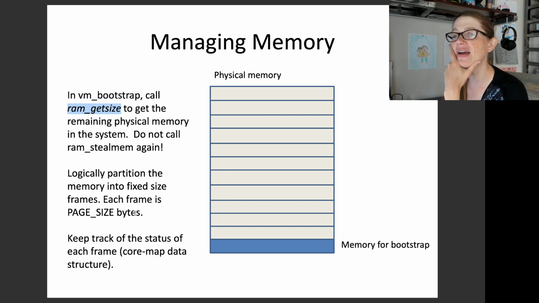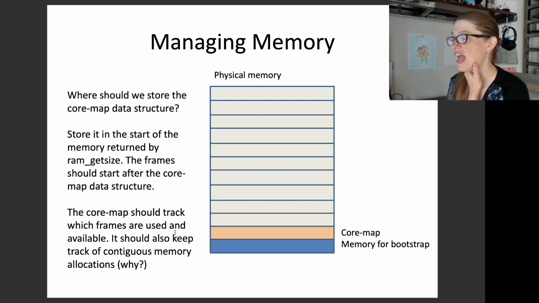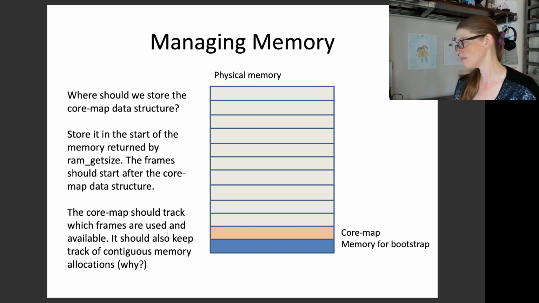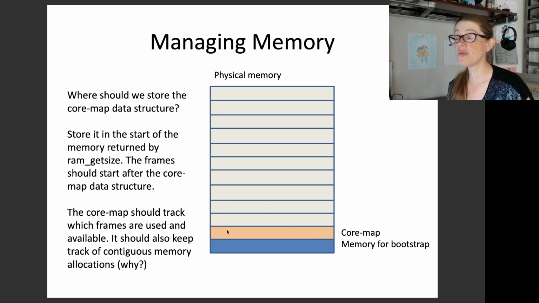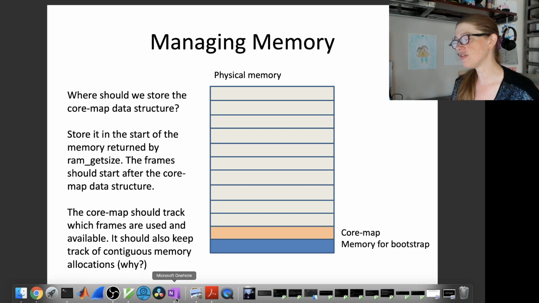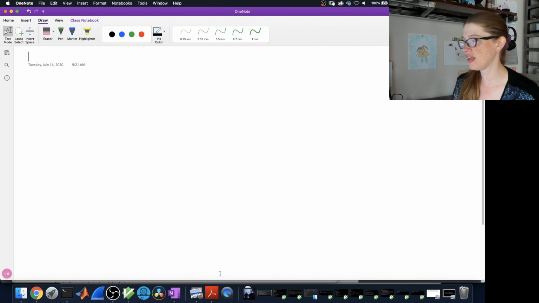But now we need some mechanism to actually keep track of that. And that is going to be what we call a core map. Now, a core map is a data structure, and you have total freedom over how this is implemented. But the core map is going to keep track of which frames are in use and which frames are not. And then the idea is we store the core map right after the bootstrap memory. Then any time we do a request for memory or a free, we are going to go through the core map to manage that request. So I'd like to break out now to OneNote to actually show you some different things with that.